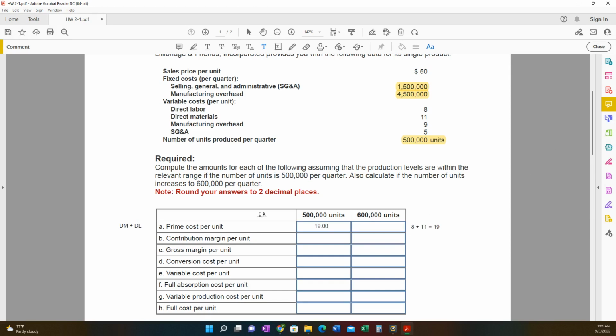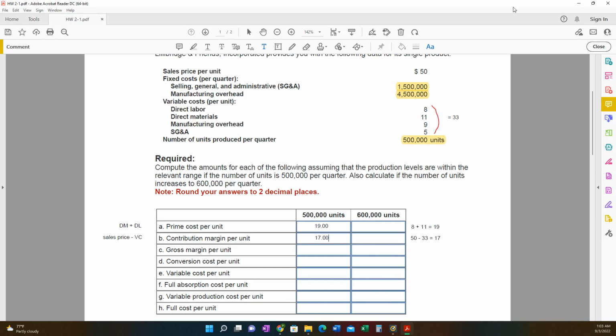Next is contribution margin. That's discussed on page 63. And the formula for contribution margin is sales price minus variable costs. The variable costs listed are right here. We have 8 plus 11 plus 9 plus 5, and that gives us 33. So we do the sales price of 50 minus variable cost of 33, and our answer here is 17.